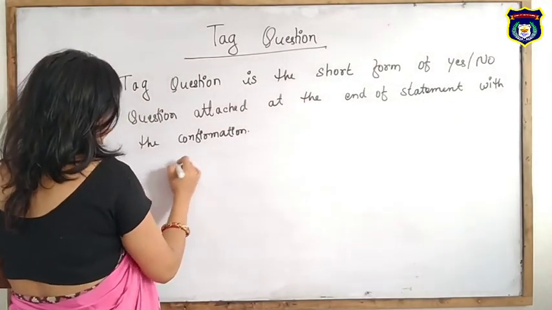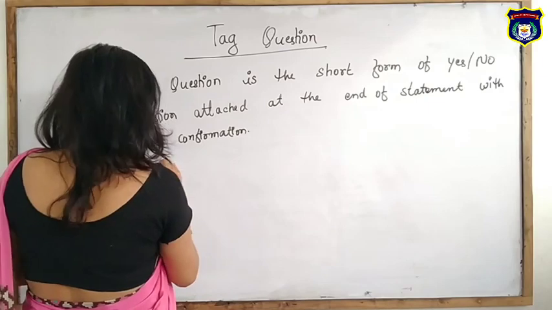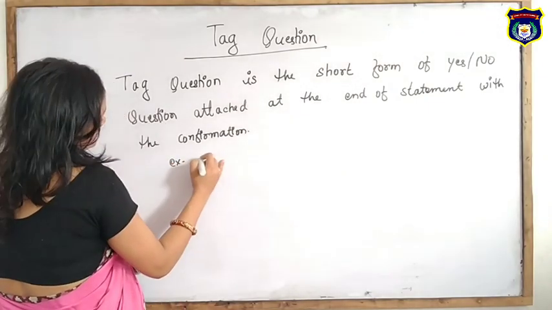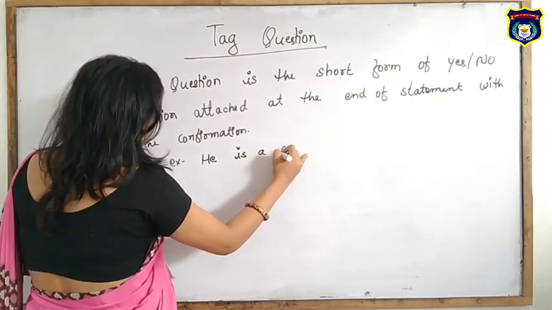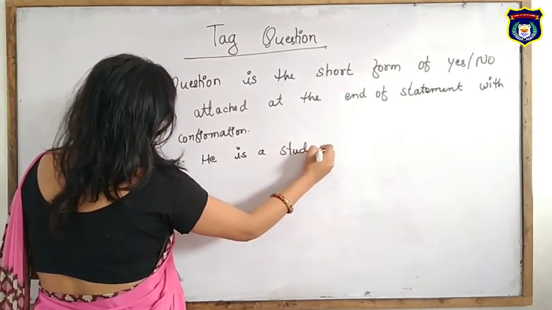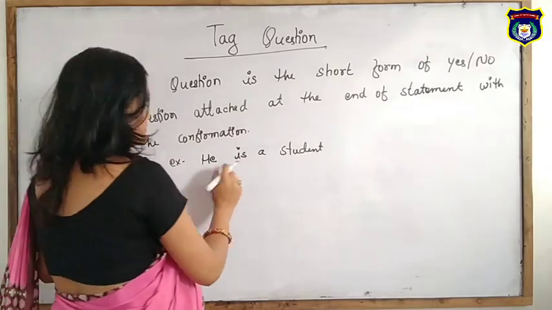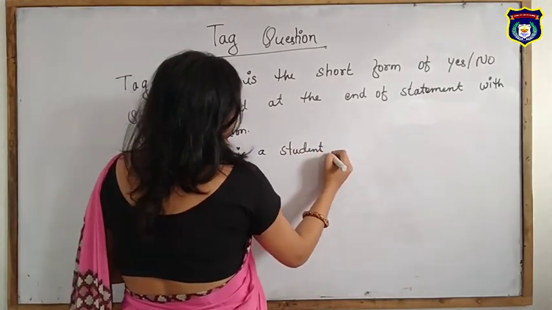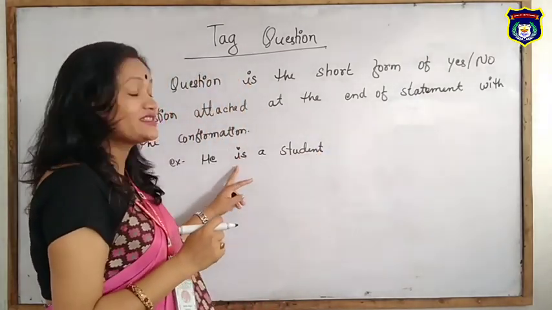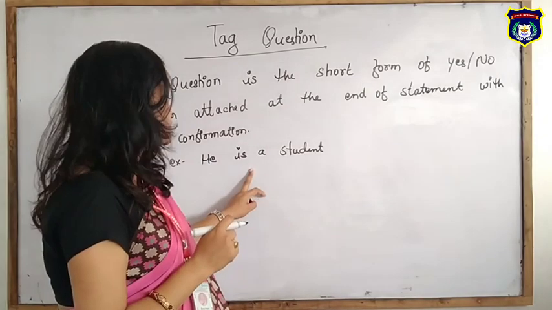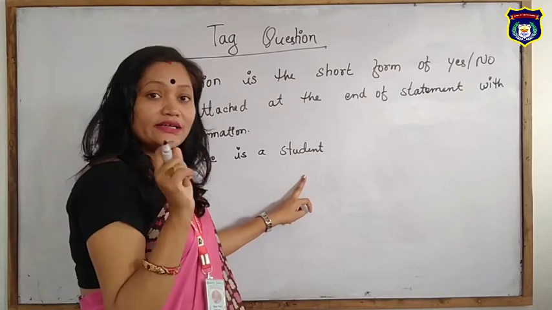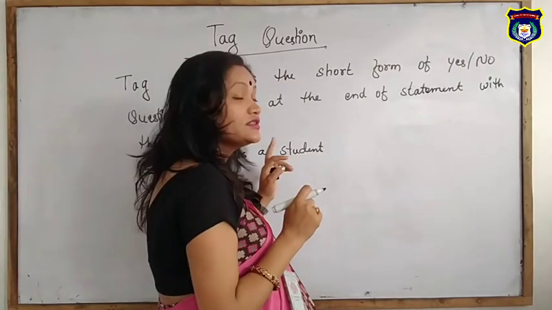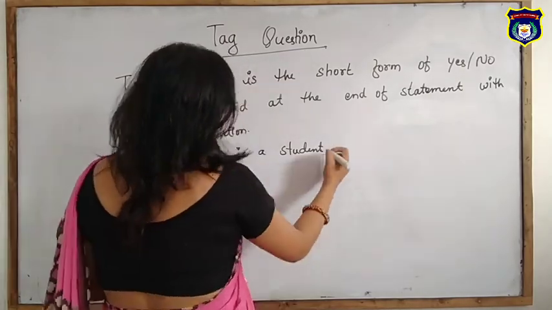Like, let's see a couple of examples. He is a student. Now what's this? This is the statement. Now the question will be asked, what's the tag of it? So the difficult part is not the statement, but what exactly the tag should be of this statement.